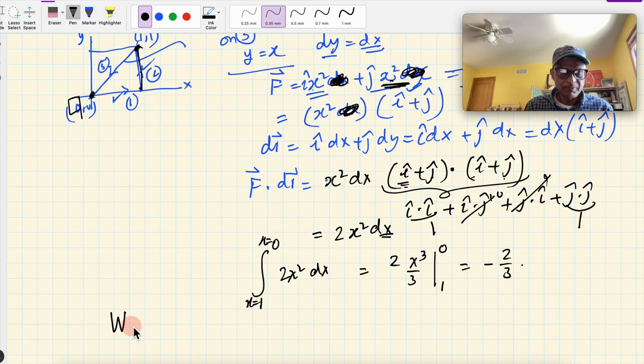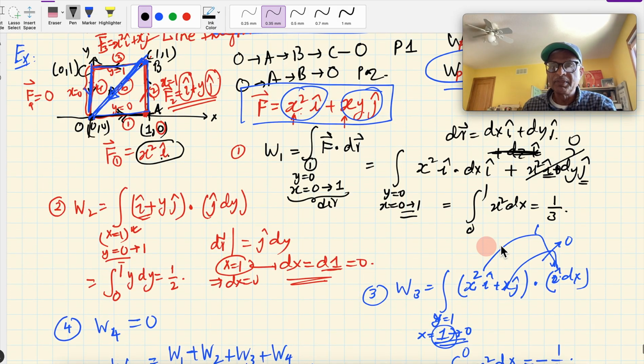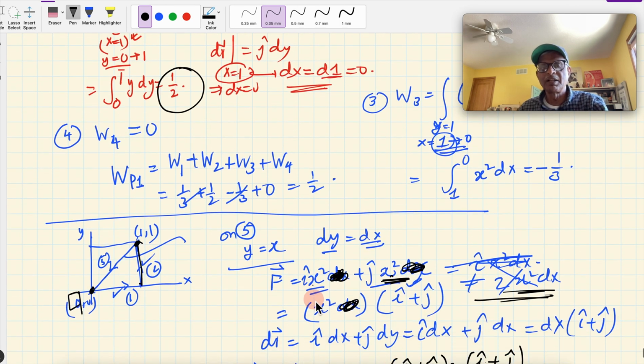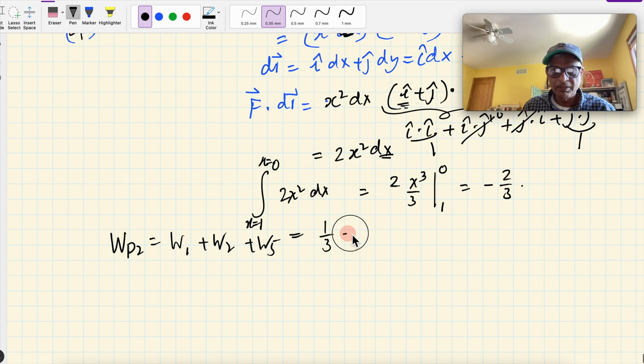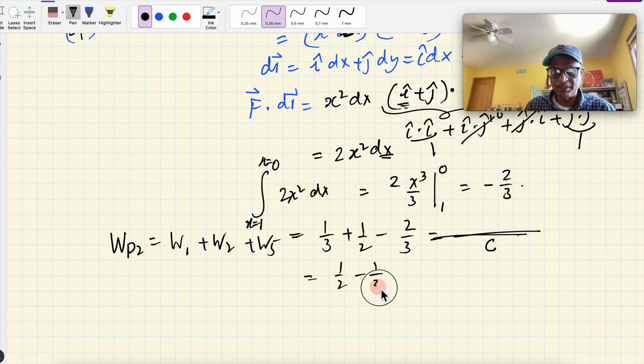So W on path 2 is W1 plus W2 plus W5, right? And W1, W2, I know we worked this out earlier. It's going to be 1/3, and W2 is a half. 1/3 plus half minus 2/3. Let's see. You can already see, this is like half minus 1/3. So we have a 6. 3 minus 2 is 1/6.